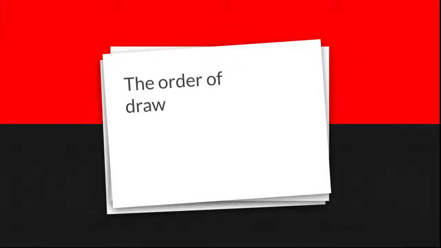Hey guys, today we'll be learning about the order of draw. The order of draw is an important aspect of the phlebotomy laboratory. The order of draw is how you draw blood into the vacutainers. There's a very specific order, and if you don't follow this order, it can lead to harming the patient.